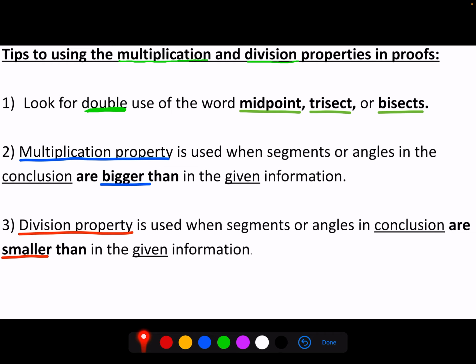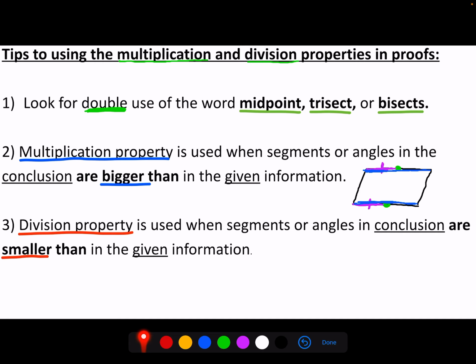So in my given information, if they're giving me smaller segments, so let's say I have this parallelogram here, let me draw it up real quick. And in this parallelogram, they say, hey, these two green points, these are midpoints. I'm like, okay, that means that I can use multiplication or division properties. And they say, okay, what we're going to give you is these purple segments, and we're going to say that these purple segments are congruent to each other. What we want you to prove is that this blue segment up top is congruent to this blue segment down below.